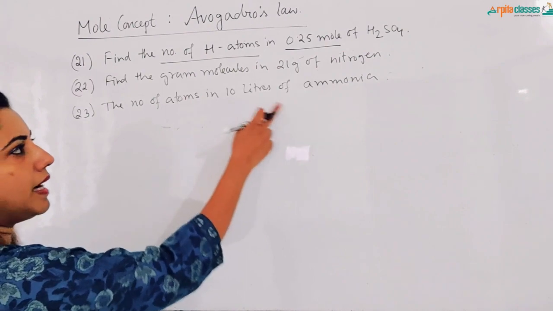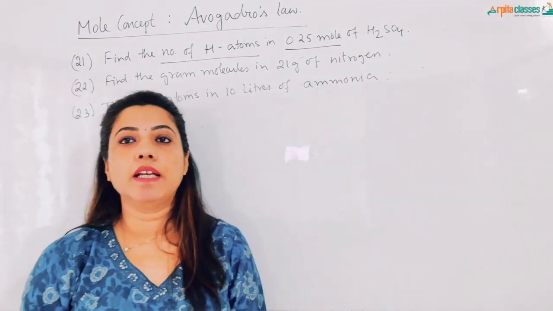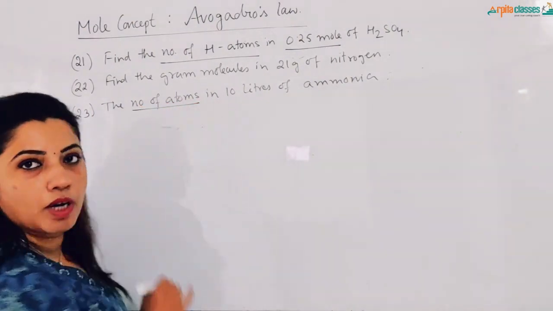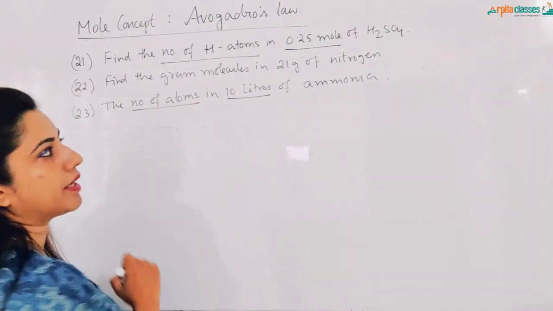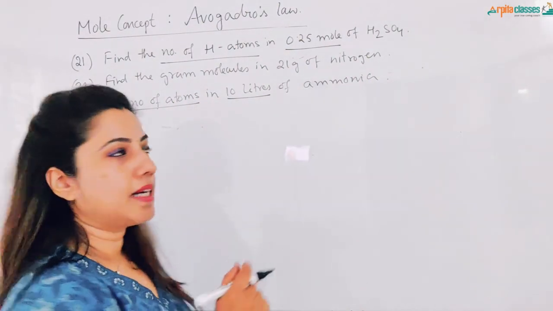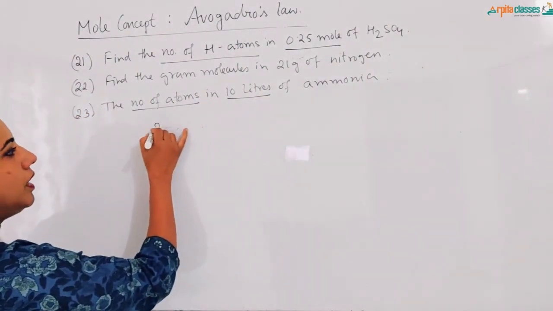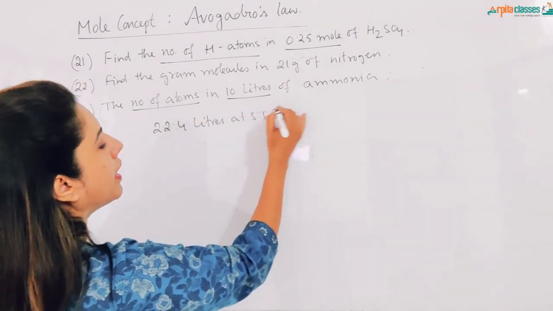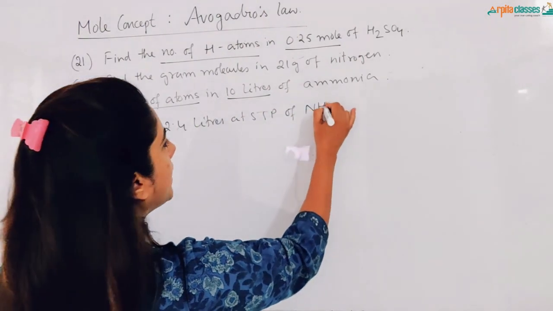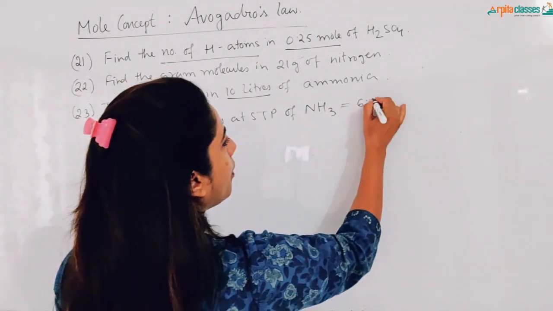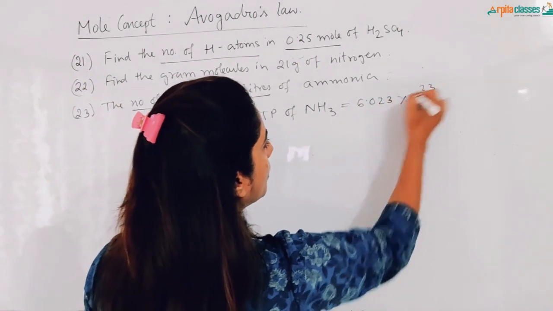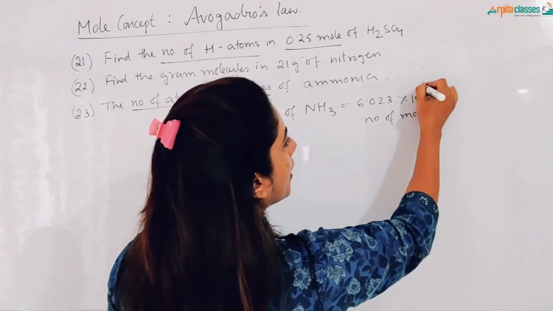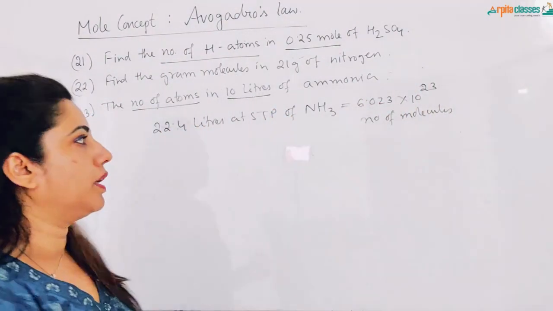The number of atoms in 10 liters of ammonia. So that means they are asking for the number of atoms which is related to Avogadro number, and 10 liters which is related to the 22.4 liters at STP. So we'll write 22.4 liters at STP of ammonia, that is NH3, is equal to 6.023 into 10 raised to power 23 molecules. First we'll write molecules because the smallest particle of ammonia is molecule.